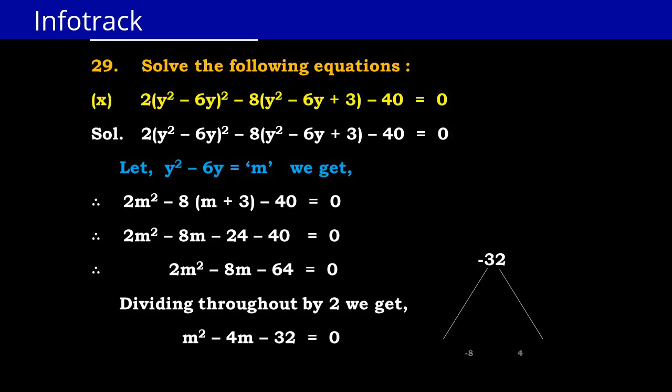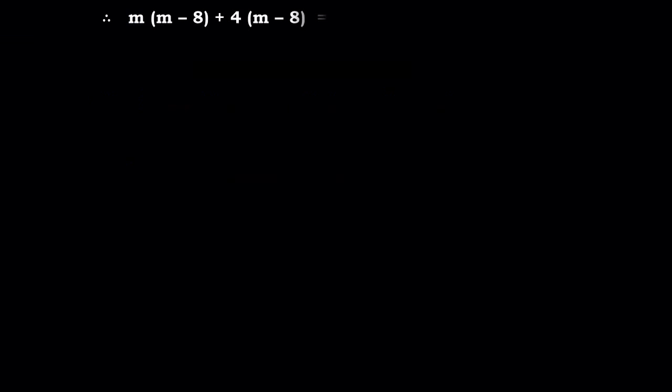Subtraction will be minus 4 and factors are 8 fours are 32, minus 8, 4. So we can write factors: m square minus 8m plus 4m minus 32 is equal to 0. From the first two terms we can take m common in bracket: m minus 8 plus 4 in bracket m minus 8 is equal to 0.